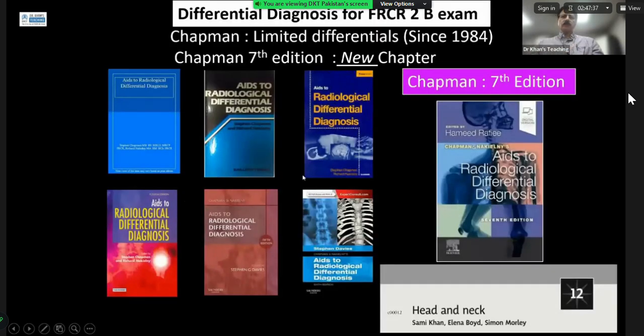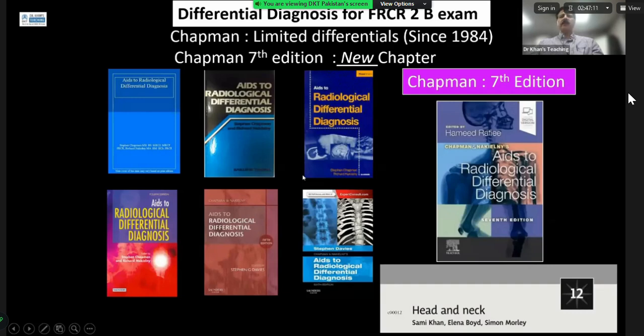Now, again, for those of you who are new members, radiologists by definition, as a specialty, are and should be very good in differential diagnosis. And this is what radiology is about. You pick up a finding, correlate with the clinical, give a differential. This is what radiology is about.